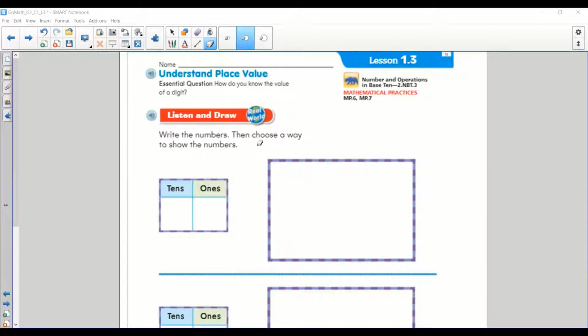Okay, here's our problem. Gabriel collects baseball cards. The number of cards that he has is written with a 2 and a 5. How many cards might he have? If the number of cards is written with a 2 and a 5.